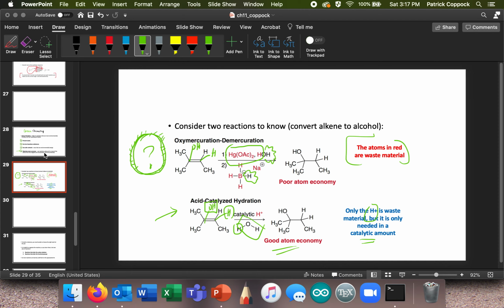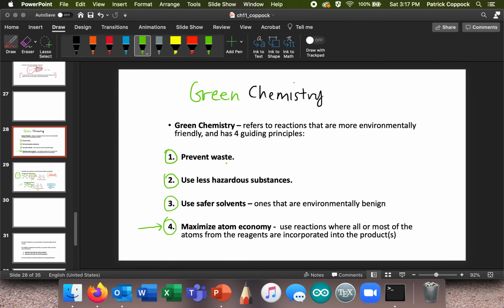And the other three, that's the one that's not so obvious in my opinion. Preventing waste, that should be obvious, I think. Using less hazardous substances whenever possible, and then using safer solvents. Okay, those are the four principles of green chemistry.